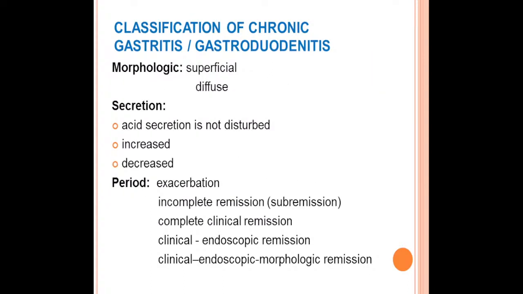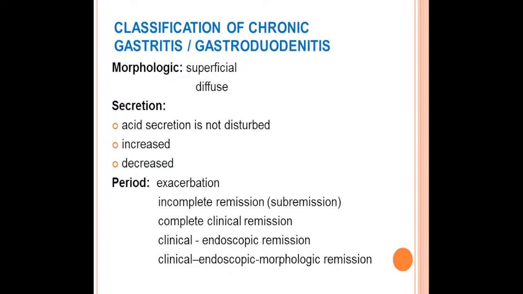Morphologic characteristic: a biopsy must be taken. But in pediatrics, biopsy during esophagogastroduodenoscopy may be difficult because not all parents agree to take biopsy material. Now, if these methods are present, you can diagnose whether it is a superficial or diffuse process in the mucosa.